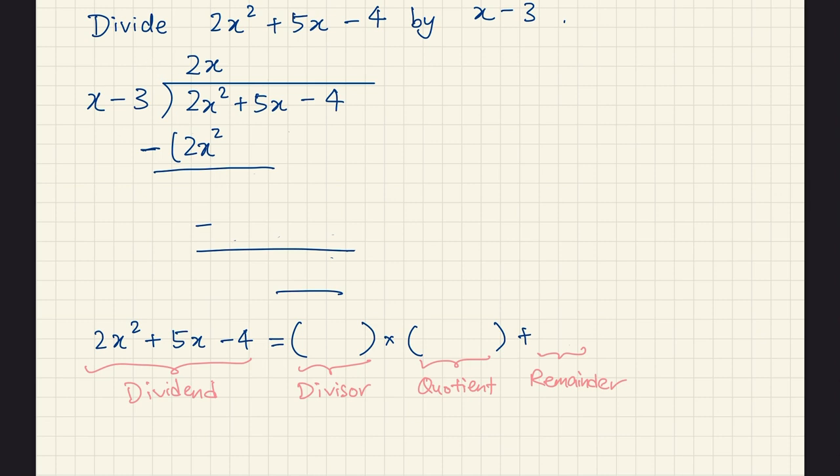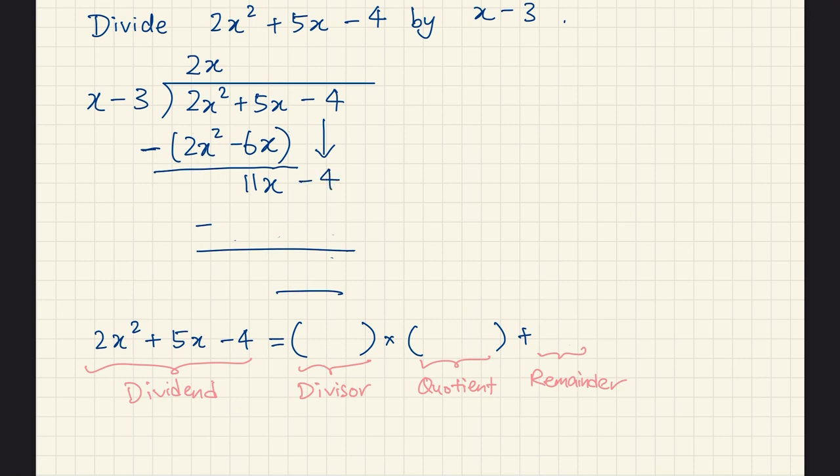So 2x times negative 3 gives us negative 6x. Then we use a bracket because it's a subtraction of two terms. So 2x squared minus 2x squared is gone, and then we have 5x minus negative 6x. That gives us 5x plus 6x, which is 11x. This reminds us of the number case, and we bring down the minus 4.